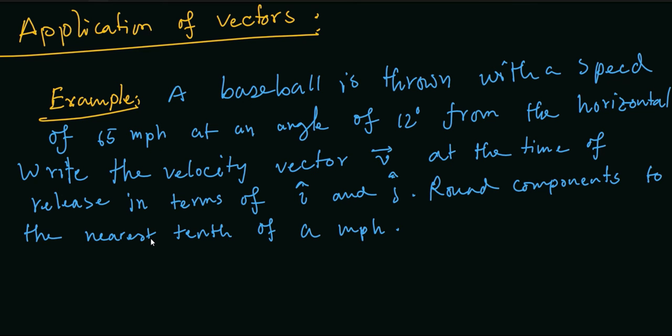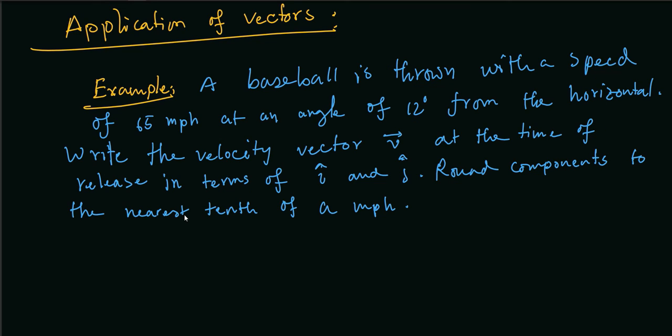Application of vectors. Example, let's say we have a baseball, and the baseball is thrown with a speed of 65 meters per hour at an angle of 12 degrees from the horizontal line. Write the velocity vector v at the time of release in terms of i and j. Round the components to the nearest tenth of a meter per hour.